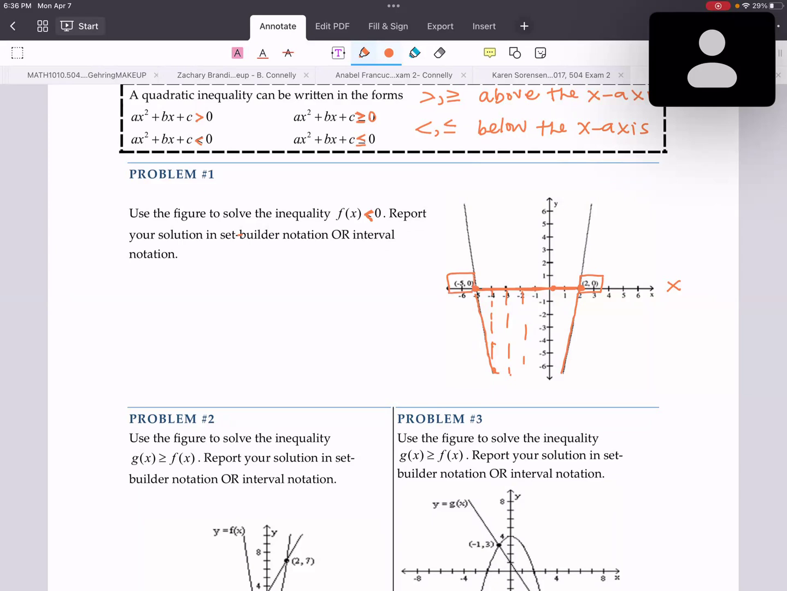-5, 0 is another x-intercept. So we're saying that is all of the x's between -5 and 2. So when I write that in interval notation, I have square bracket, -5 to +2, square bracket. And so that is the part of the graph. These are the x's that are going to make this graph go below the x-axis. That's what we're looking at there.